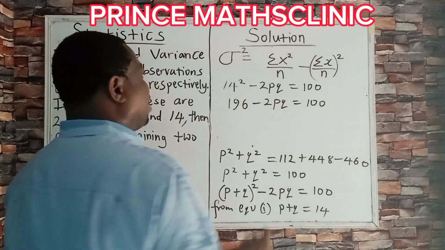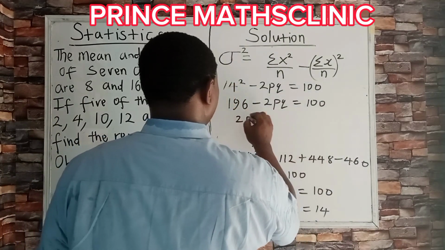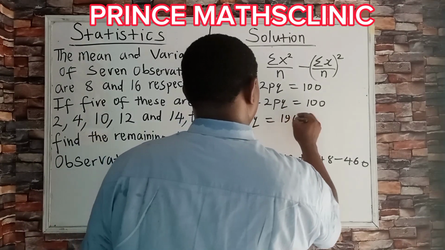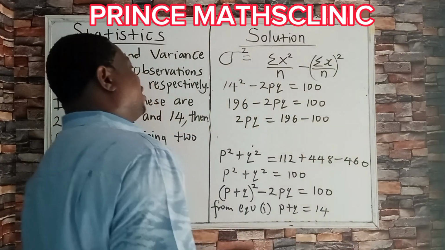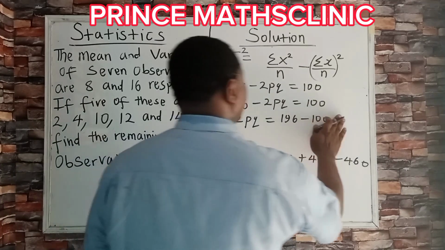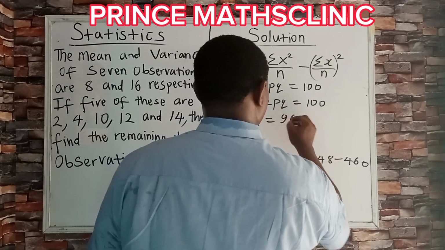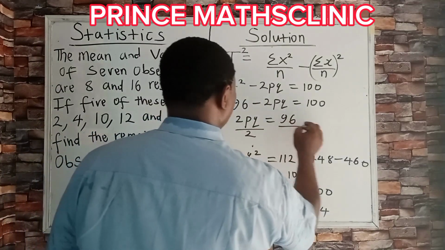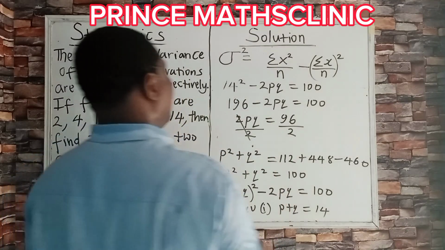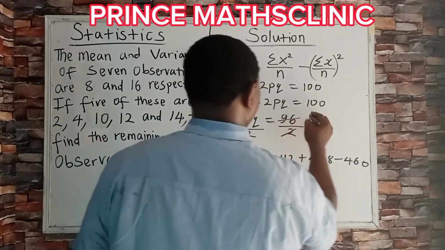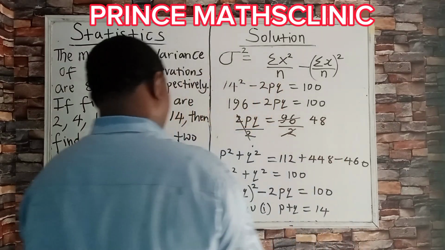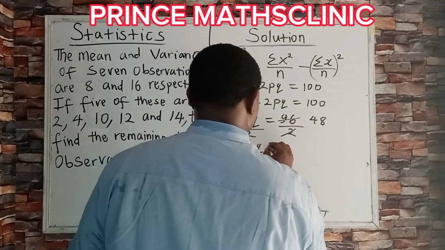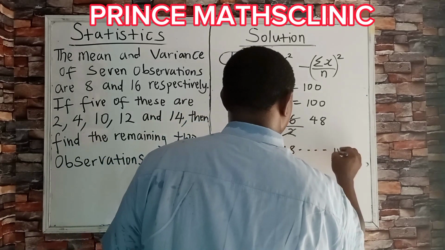So collecting like terms, now if 2pq comes here, it becomes positive 2pq, and if 100 comes here, it becomes 196 minus 100. And if you subtract 100 from 196, you get 96. So to get pq to stand alone, divide both sides by 2. If I divide this by 2, divide this by 2, 2 cancels 2 here, I'm left with pq. Then 2 goes into 96 is what? 48. So pq equals 48 is my equation 2.